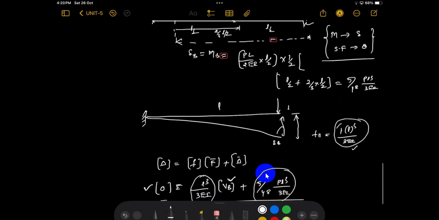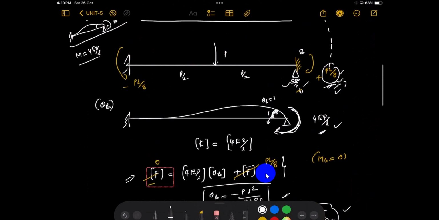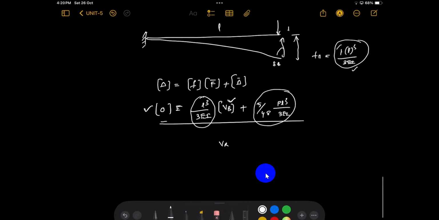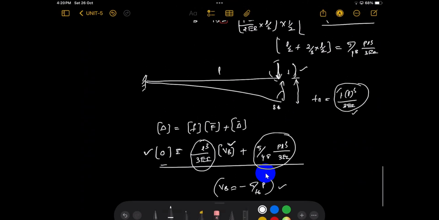Got the point? Same as in the flexibility matrix we discussed previously, in exactly the opposite manner. So what is VB? VB will be 5 by 16 P, negative. That means we choose this as the opposite direction to the flexibility direction, not the downward direction, it's the upward direction. We developed the flexibility matrix by applying unit force in the downward direction.